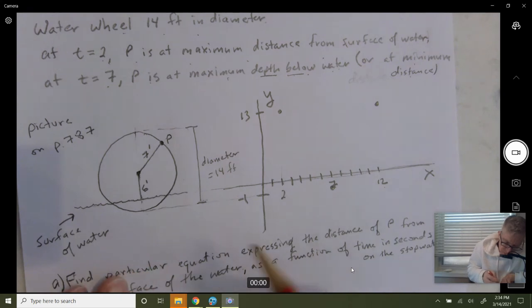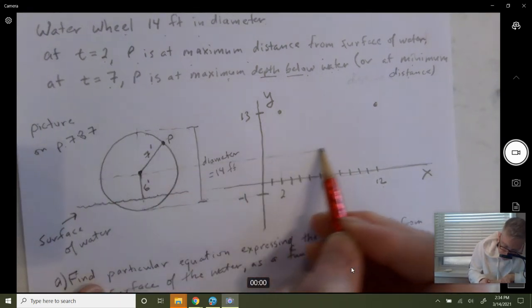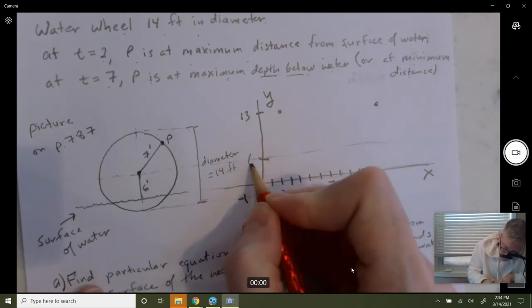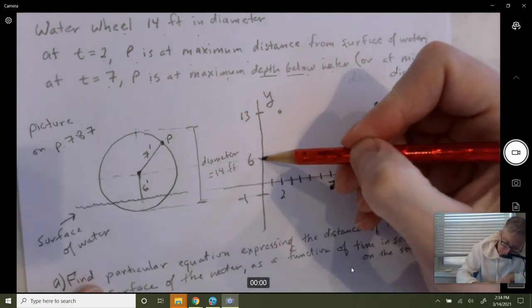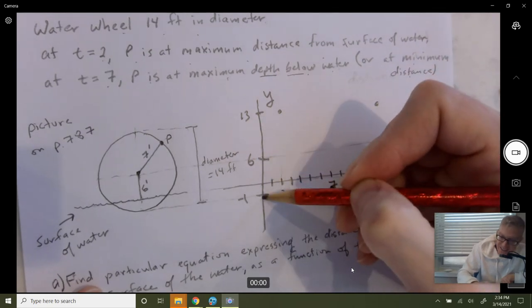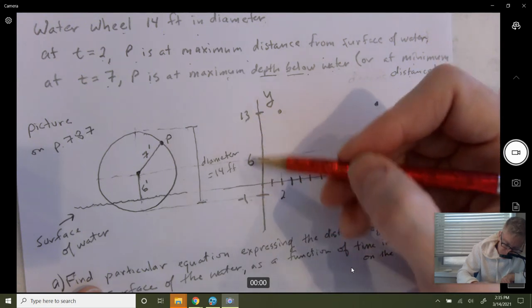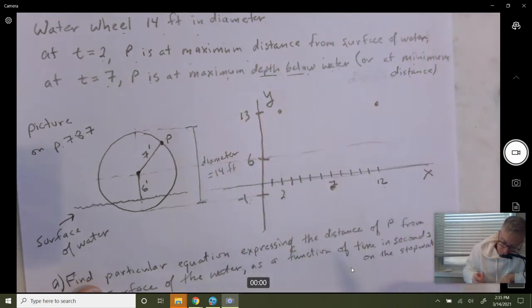Okay, so now our wave axis, this should be the center of the water wheel, which is right here at 6, which makes sense. The distance from 6 to 13 is 7. The distance from 6 to -1 is 7. That has to be right in the middle. Or you can add these up and divide by 2. 13 plus a -1 is 12. Divide by 2, you get 6.